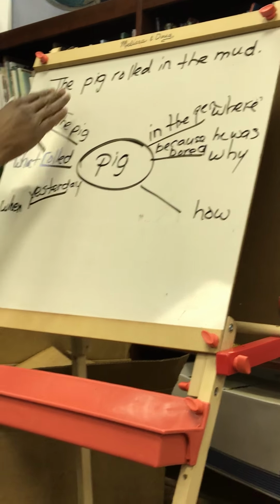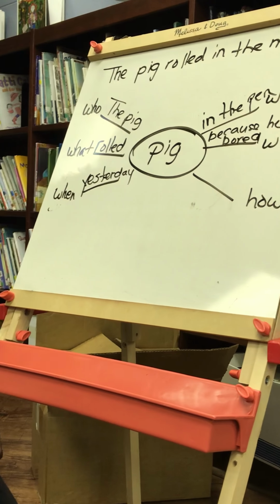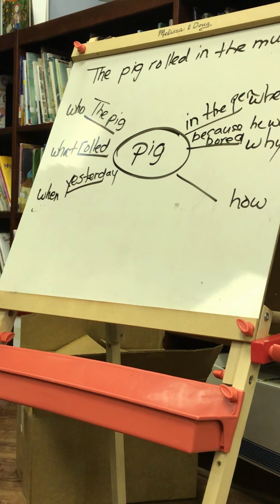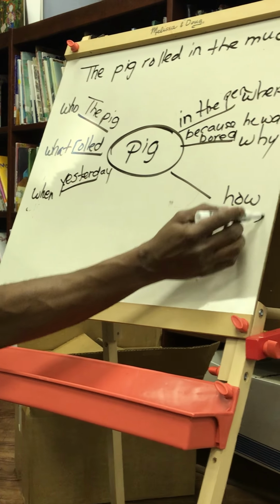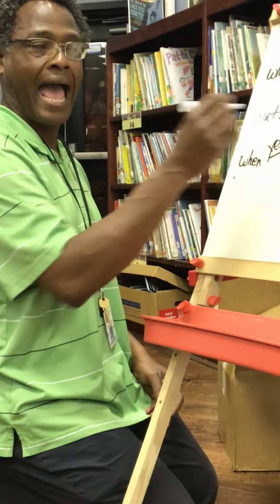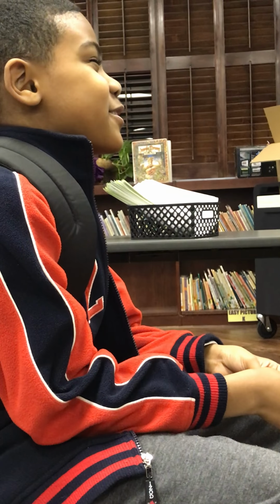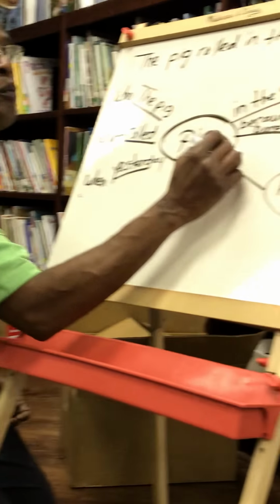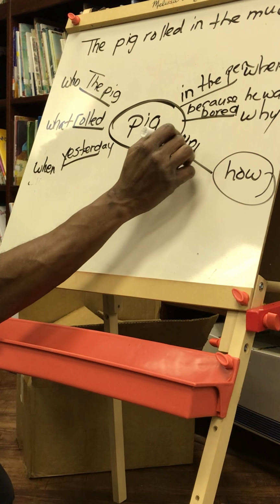When writing super sentences, there are 6 that we answer, but in order to do the sentence, we can choose 5 of them, and we can leave off how sometimes because that's the most difficult one. But can you tell me how he rolled tonight? Weirdly. Let's put weirdly.